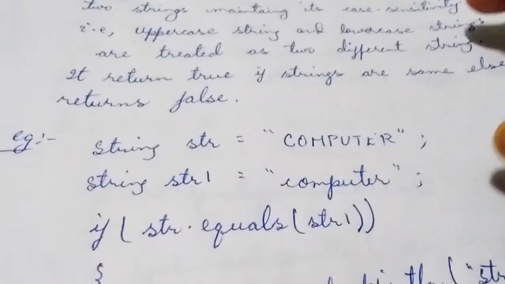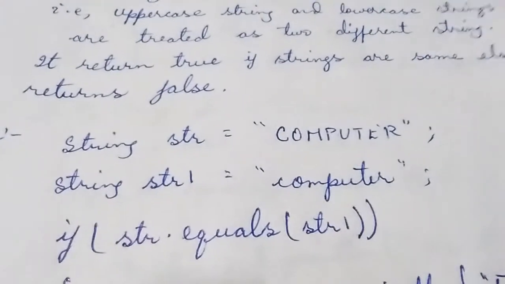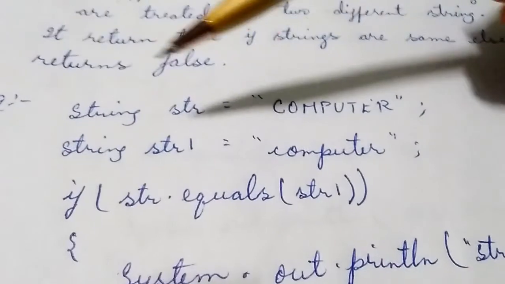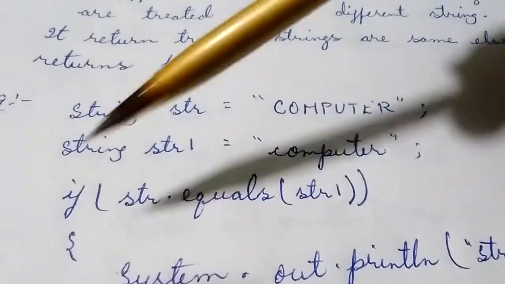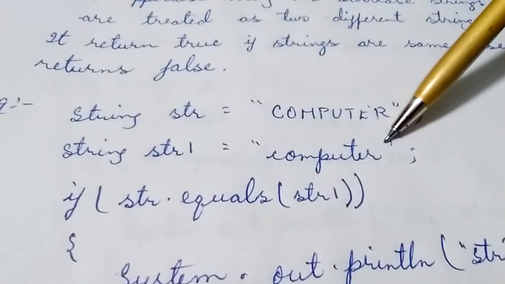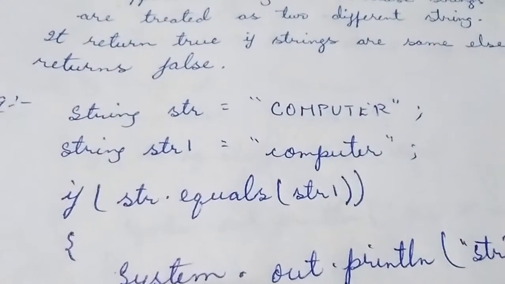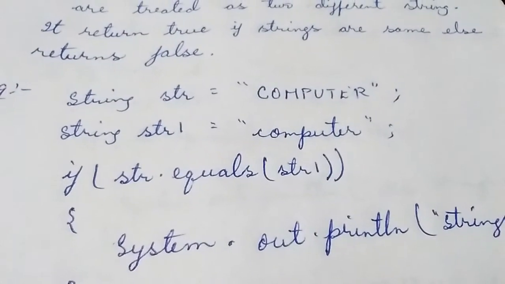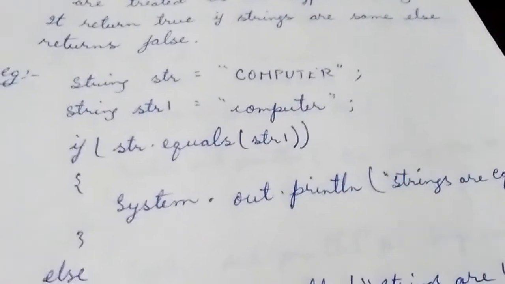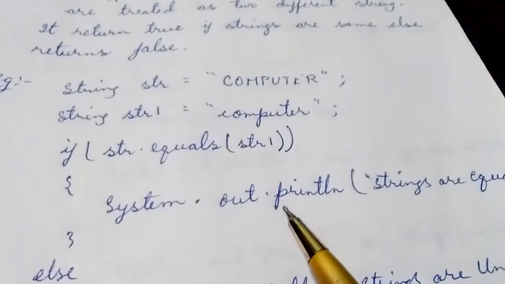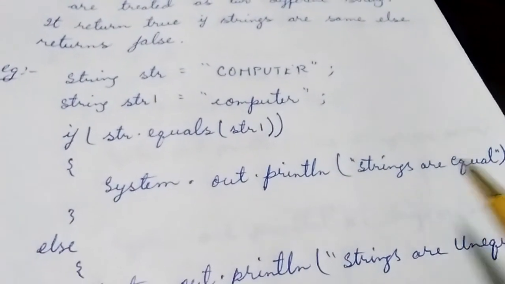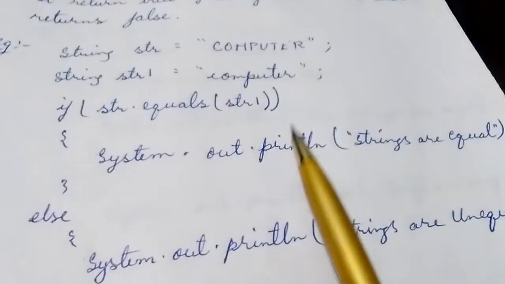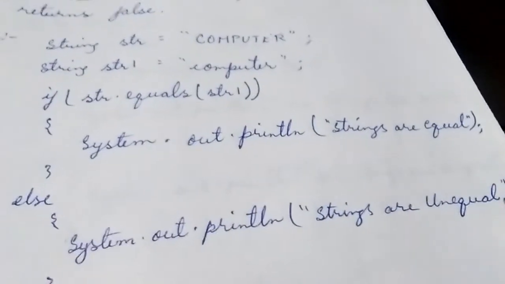So let us see one example. We know that if it is anything in boolean, we make use of it in condition checking. So string str equals computer and string str1 equals Computer. This one is in uppercase and this one is lowercase. So if str dot equals str1, and if it returns true, it will print strings are equal, and else the strings are unequal. In this case, it will print strings are unequal.